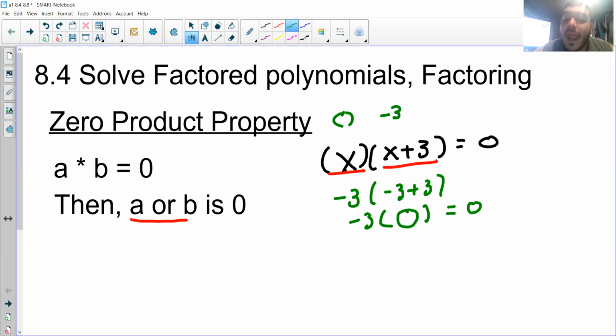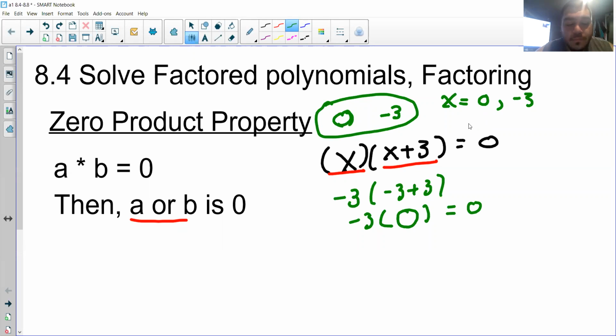So your two answers, and I said it, you have two answers in this case, is 0 and -3. Why is it two answers? Because if you plug in a 0 in this equation, you would get 0. If you plugged in a -3 in this equation, you would get a 0. So the numbers that cause it to be 0 are your answers. So you would write X equals 0, comma, -3. Very important.